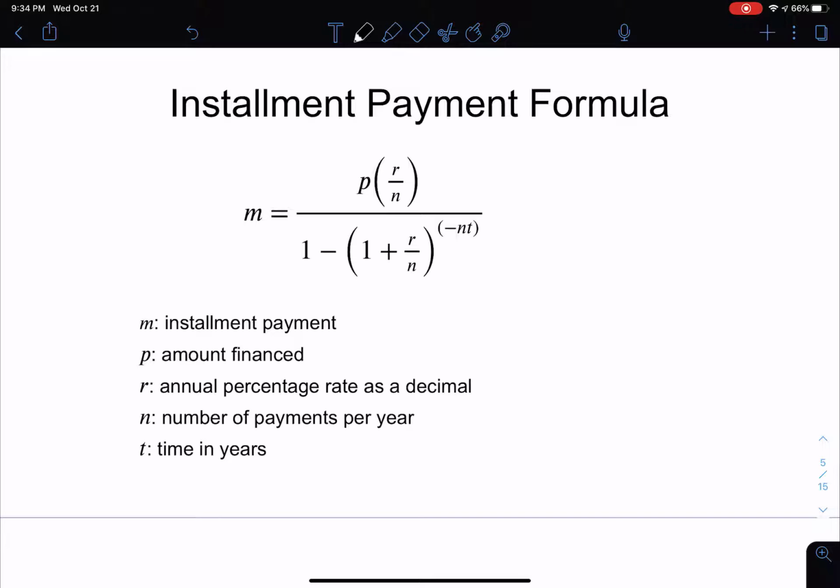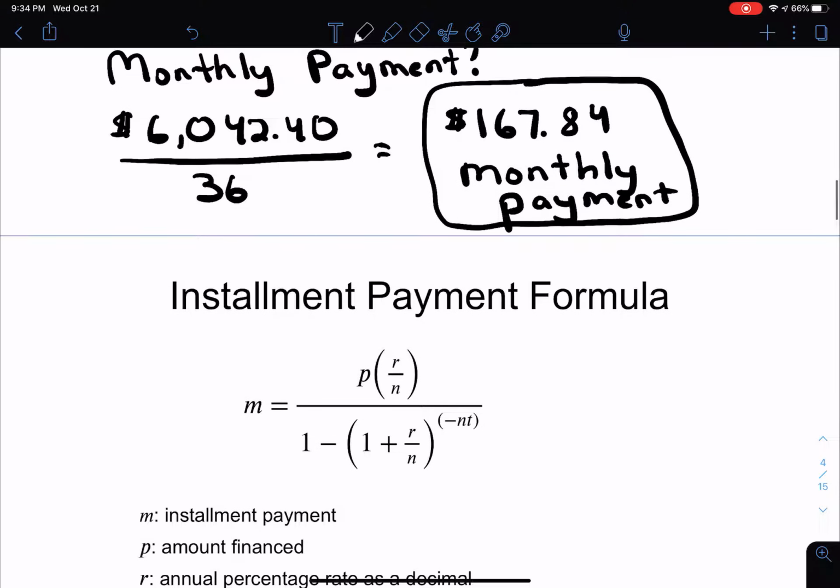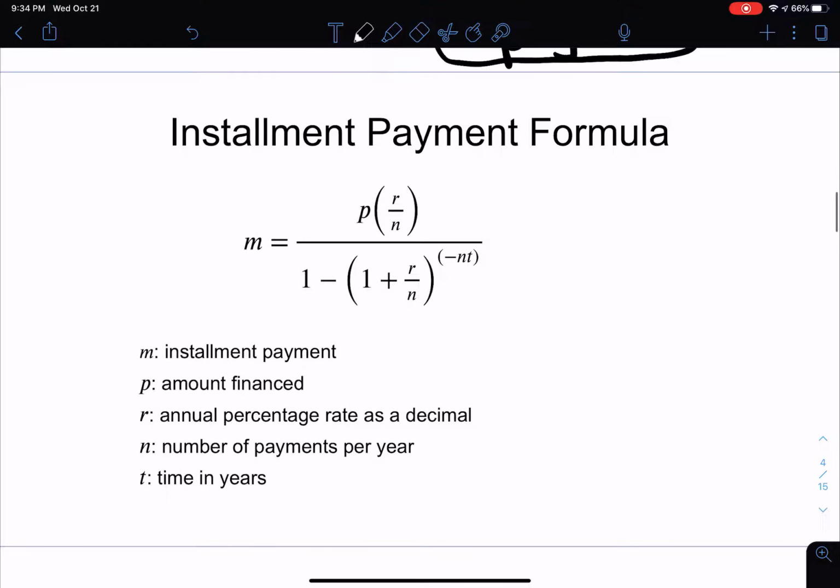But here we go. If we want to figure out what the installment payment would be, like in this case, we want to find out that the payment's going to be $167.84, we could use this formula. The P is the amount financed, so the original principal. The R is the annual percentage rate as a decimal. The N is the number of payments per year, and the T is the time in years.